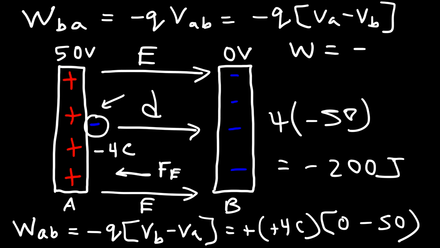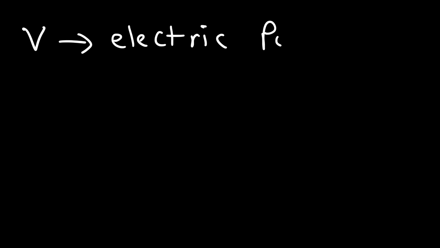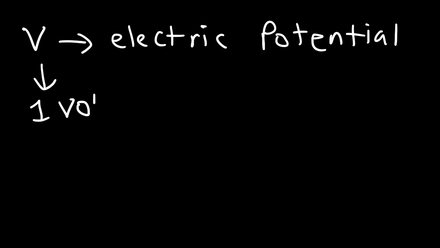And so just as we predicted, the work was going to be negative when the negative charge moves from position A to B. So hopefully this section gave you a good understanding of the concept of electric potential energy and electric potential. So make sure you understand the difference. V represents electric potential without the word energy in it, just potential. And the unit for electric potential is the volt.